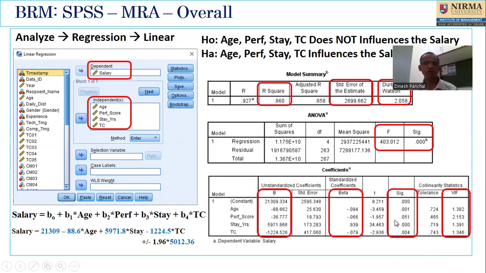Performance score can be debated, because the significance value is only 0.051. So this is what we get from the regression analysis.